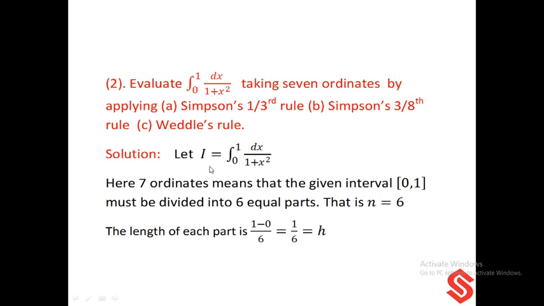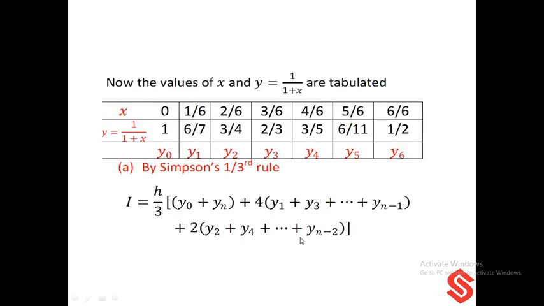So solution, let I is equal to integral 0 to 1 dx by 1 plus x square. So 7 ordinates means the interval 0 to 1 must be divided into 6 equal parts. So n is equal to 6. The length of each part is given by h is equal to (b minus a) by n, that is (1 minus 0) by 6, we get 1 by 6. So now the values of x and y are tabulated.